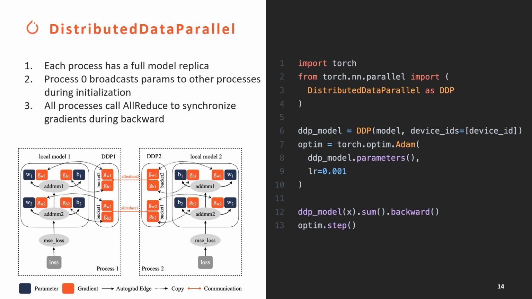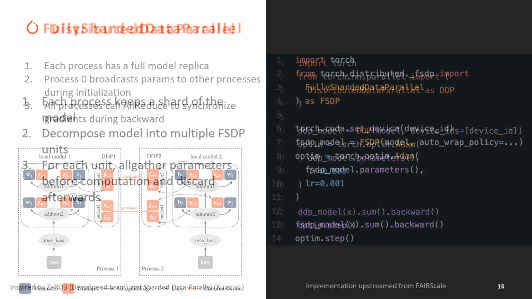With DDP, each process holds a full copy of the entire model. During initialization, rank 0 broadcasts the parameters to all the other ranks to make sure training starts from the same state. Then, in the forward pass, DDP will use the user-defined forward function and run it locally on the local device. And in the backward pass, the gradients are synchronized across all ranks using all-reduce.